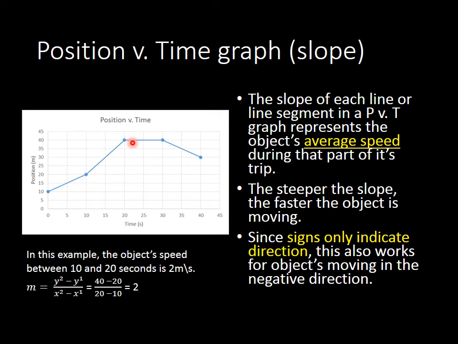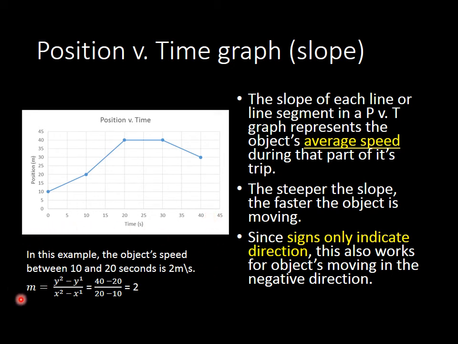Now, one of the really important things to remember about this is that as the slope gets steeper, the faster the object's moving. Now, remember, when we talk about using signs, that's a convention that just tells us direction. So, since these signs only indicate direction, this also works for objects moving in the negative direction. So this one is moving slowly in the negative direction. If we had a steeper slope here in the negative direction, it would just be moving faster in that direction.